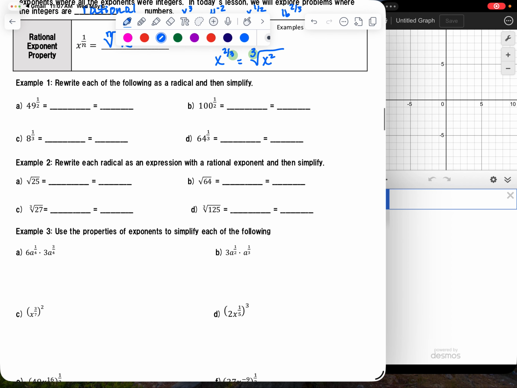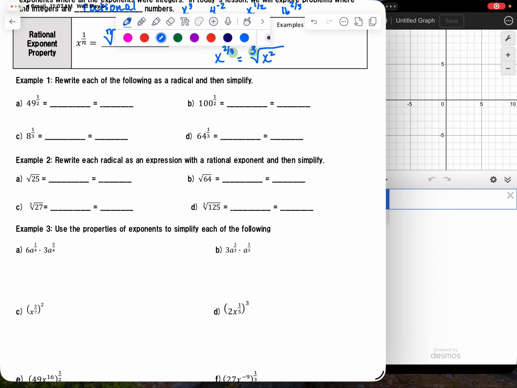Look at example 1. Rewrite each of the following as a radical and then simplify. So we have 49 to the 1/2 power. So our denominator is a 2, so we know that this is a square root of 49 to the 1 power. Now this 2, this square root, we don't usually write it, so I'm just going to erase it. When it's just a radical, it's assumed to be a square root. And we know that the square root of 49 is 7.